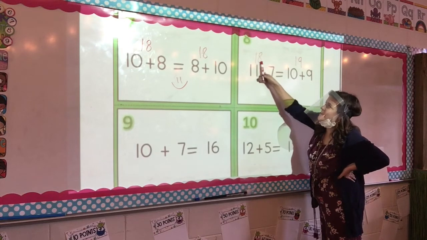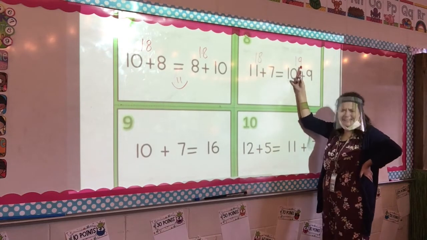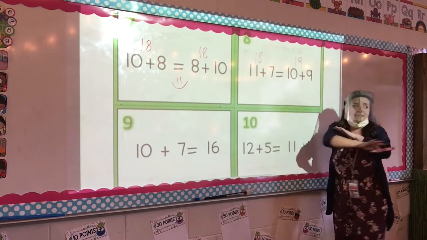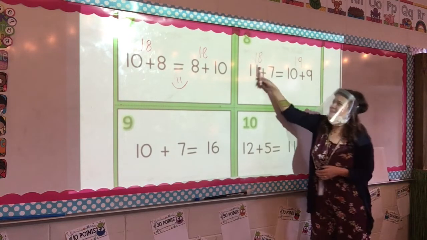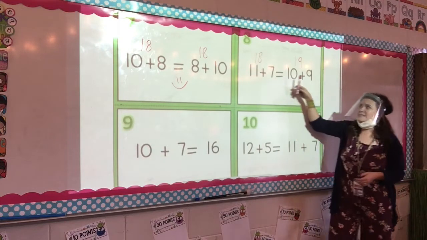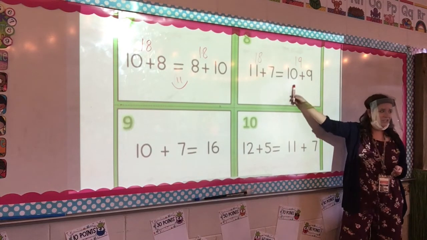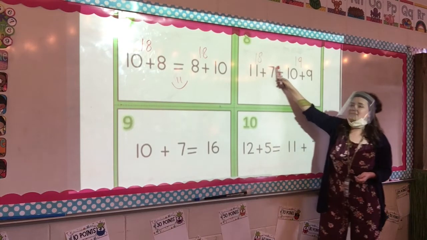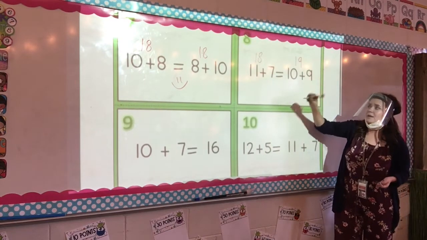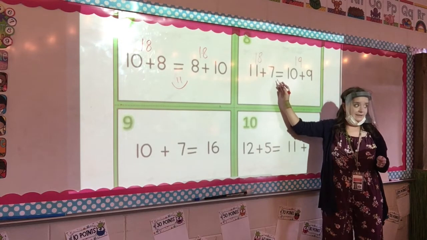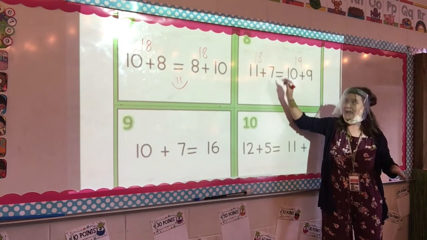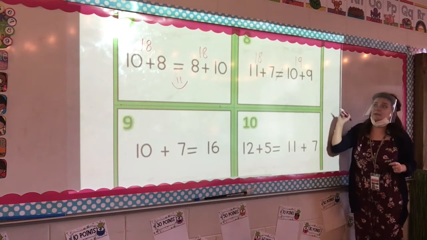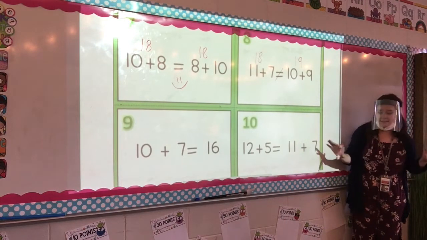Now, wait a second. Does 18 equal 19? No. Remember, equals means the same. Is this side of the equation the same as this side of the equation? No. This equals 18, and this equals 19. So what am I going to do to this equals sign? Slash it, right? Put a line in the middle. This equation is not equal.